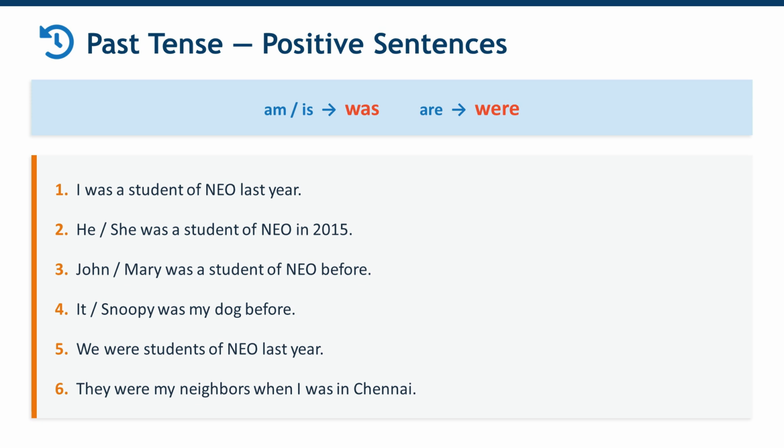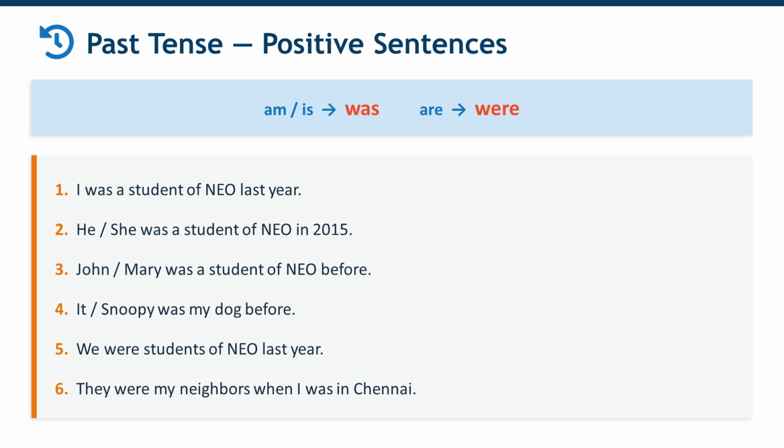Now let us move to the past tense of the verb to be. In the past tense, am and is change to was, and are changes to were. Let us look at some examples. Sentence 1. I was a student of NEO last year. Notice we use was with I.